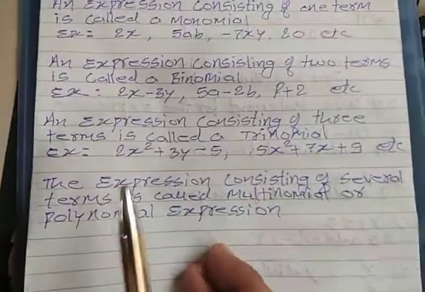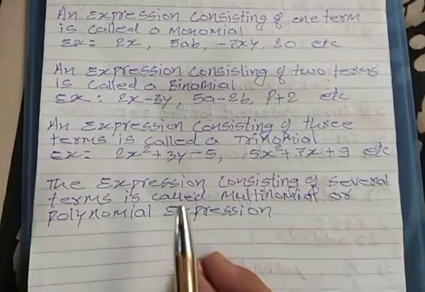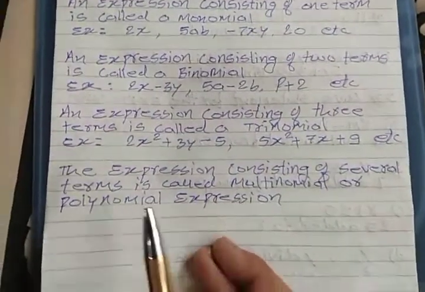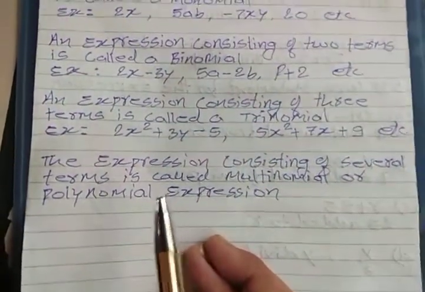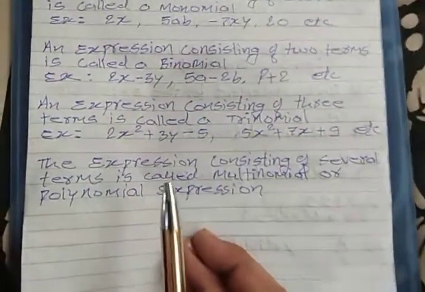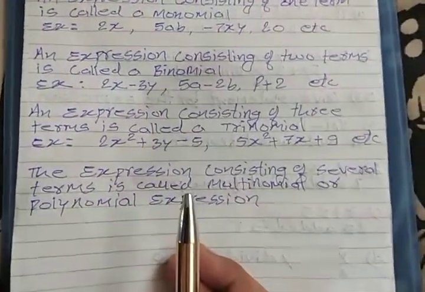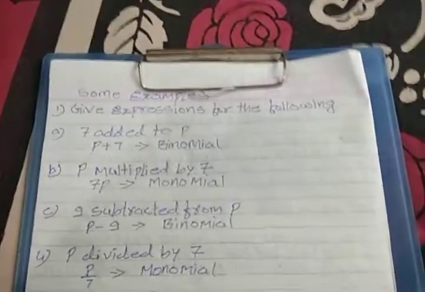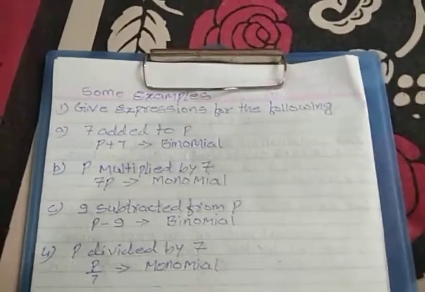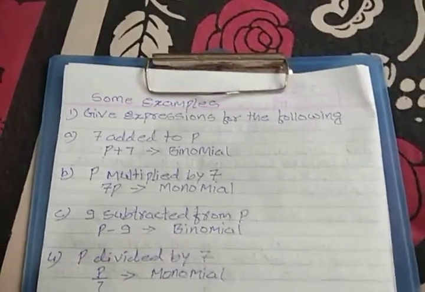Now next, an expression consisting of several terms is called a multinomial or polynomial expression. Once again, if the expression consists of several terms, it's called a multinomial or polynomial expression. Now we will see some examples of expressions.